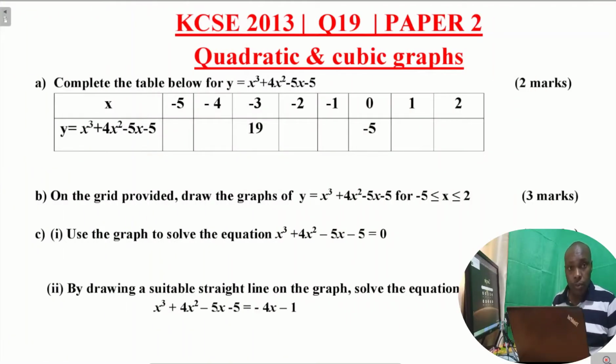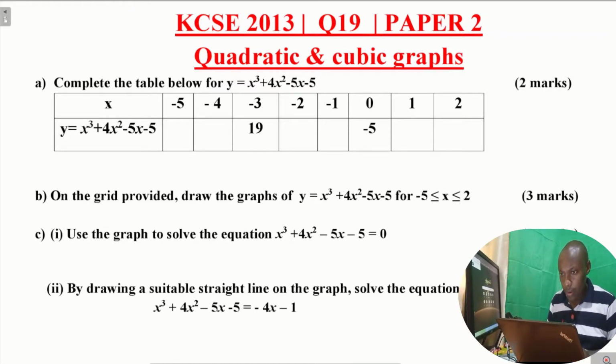So let's go to the second question, that is use the graph to solve the equation. So use the graph to solve the equation, and the equation is given there. As you can see, y equals x cubed plus 4x squared minus 5x minus 4 equals 0. So how do you solve these?